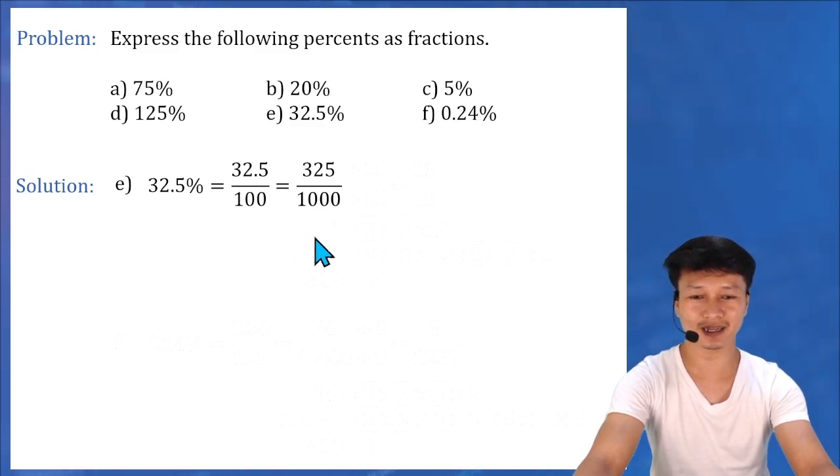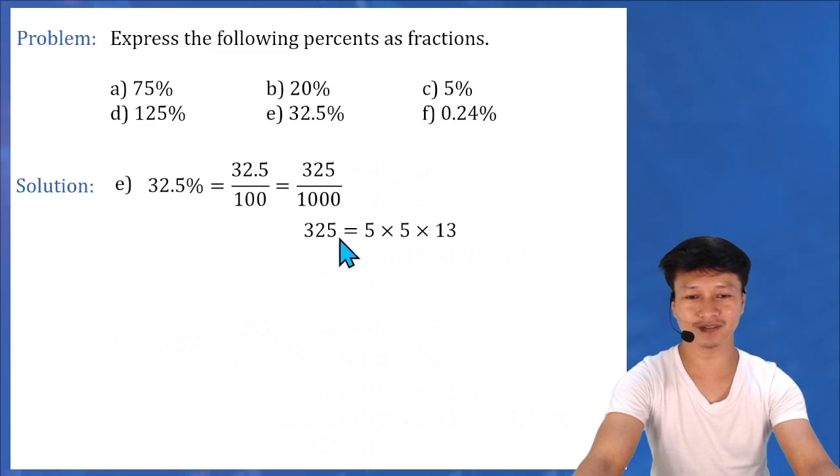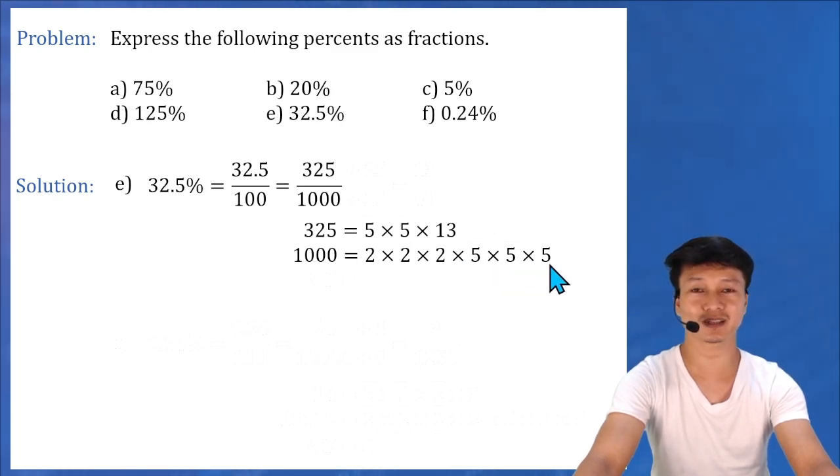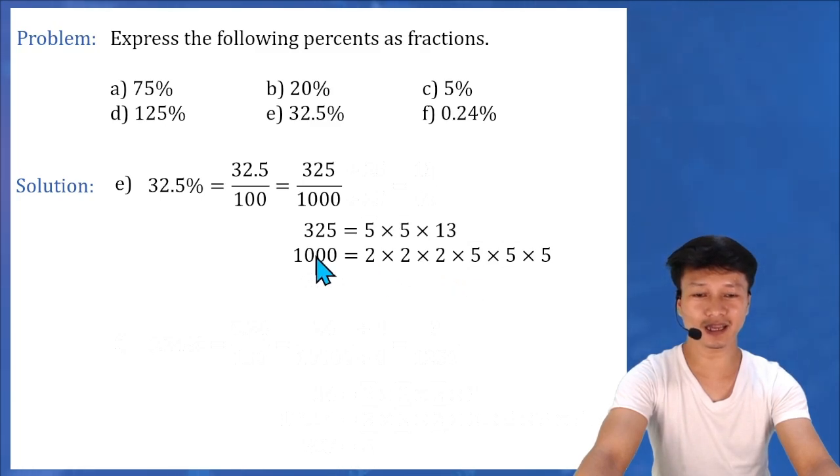Sige, isa-isahin natin para hindi tayo mahirapan. Yung 325 pwede nating i-express as 5 times 5 times 13. Ito yung tatlo niyang prime factors. At ngayon, yung 1,000 naman pwede nating i-express as 2 times 2 times 2 times 5 times 5 times 5. Ang dami. Okay, anyway. After doing that, na-express na natin yung mga numbers as the product of their prime factors, alamin natin kung ano yung common factors sa kanilang dalawa.